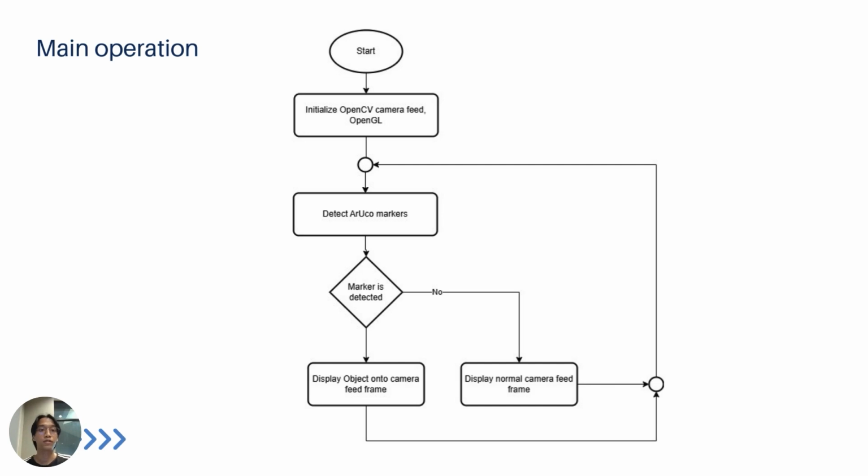Now here is the main operation flowchart. First, when you start the application, the app will initialize the OpenCV camera feed and the OpenGL. Then, OpenCV will try to detect for Aruco markers. If the marker is detected, the object will be displayed onto the camera feed, and then OpenCV will try to detect the marker again. But if the marker isn't detected, the camera feed will only show the normal camera feed frame instead, without the object.